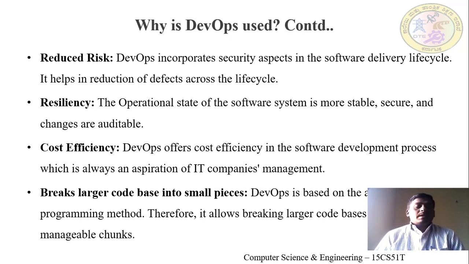Next, it breaks the larger code base into small pieces. It is one of the new processes in DevOps. If you have a large program or large application, they are going to break the big project into smaller parts. DevOps is based on the agile programming method. Therefore, it allows breaking larger code bases into smaller, manageable chunks. If you have a big application, it will divide that code into small chunks.